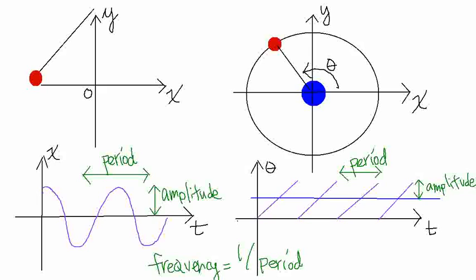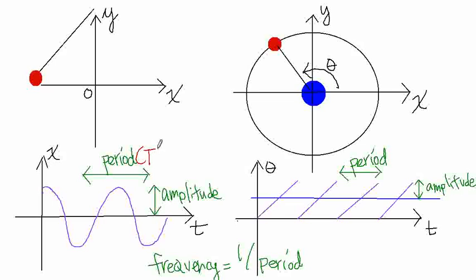So if something moves in a circle, let's say it completes a circle every 2 seconds, okay, then the frequency is 1 divided by 2, so it's half of a cycle every second. You see how I inverted the 2? Okay, now let me mention one more thing.